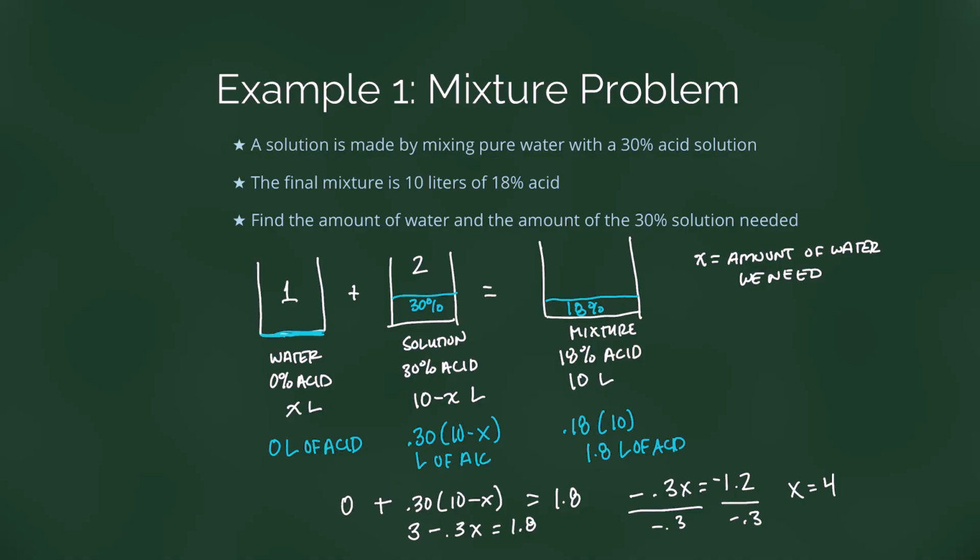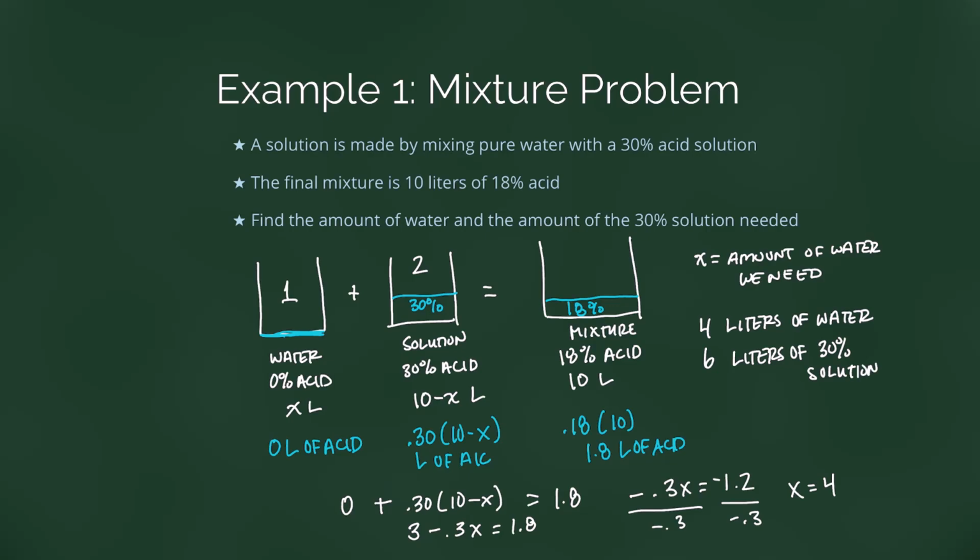Now we have to answer the question, which is how much of each do we need? Well, x was the amount of water, so we need 4 liters of water. And then we needed 10 minus x, so 6 liters of our 30% solution.